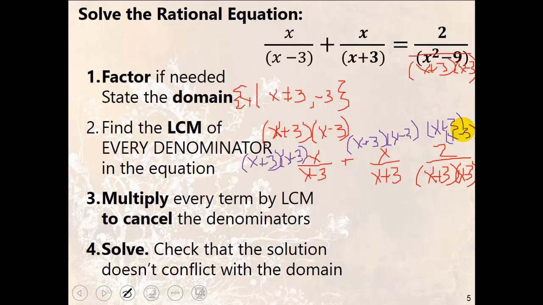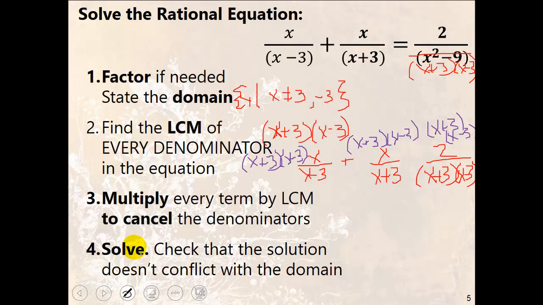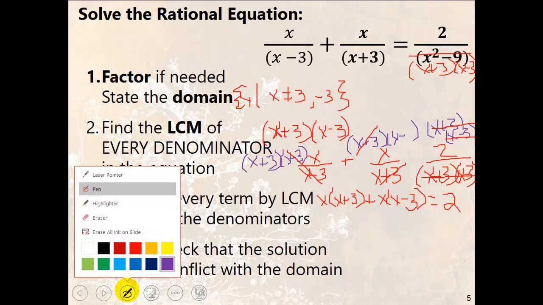All right, so now this x minus 3 in the denominator of the first term is going to cancel with the x minus 3 in the numerator. This x plus 3 is going to cancel with the x plus 3 there, and both of these are going to cancel here. So now what I end up with is x times x plus 3 plus x times x minus 2. Oh, that's not a minus 2. That's a minus 3. Equals 2. Okay, now I fixed that.